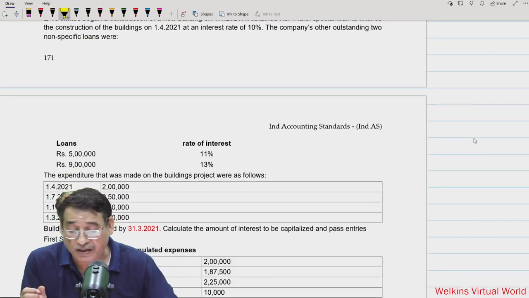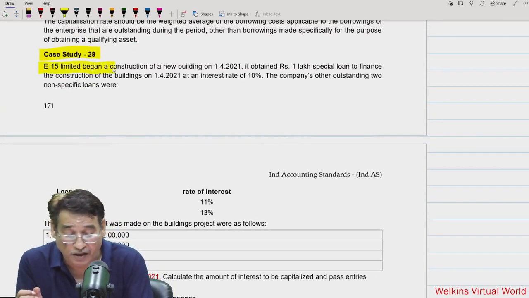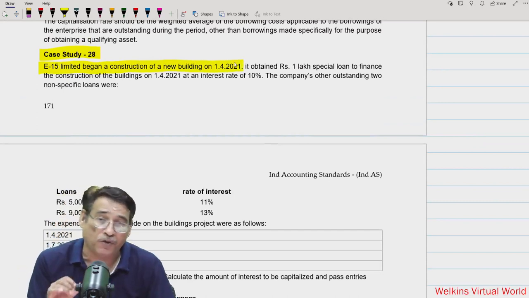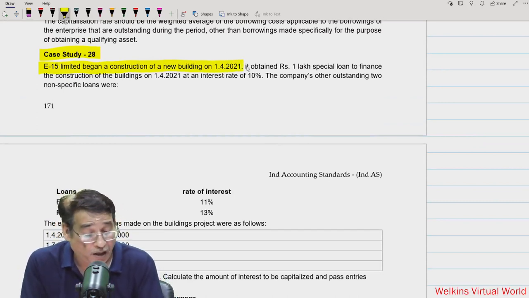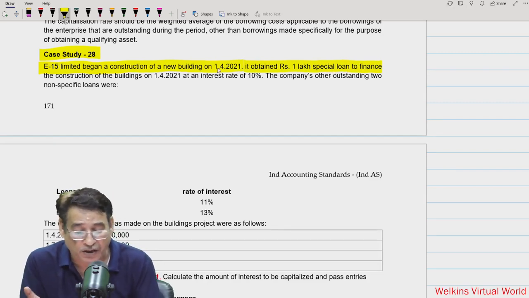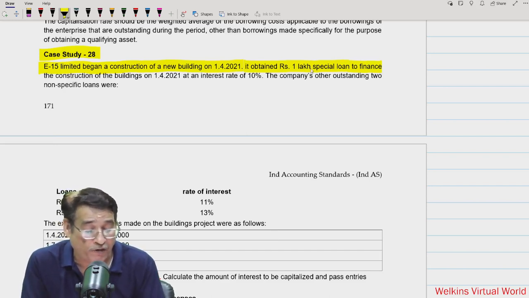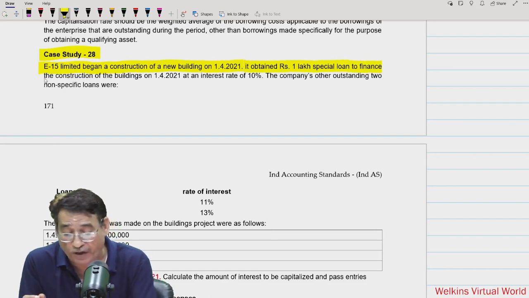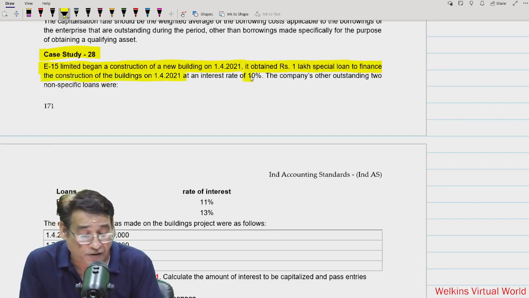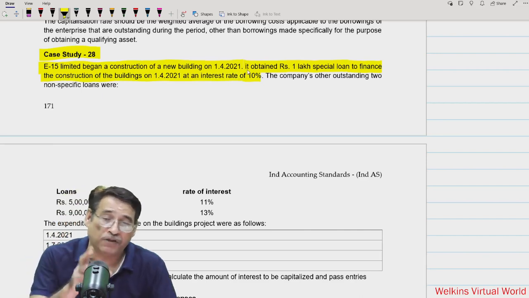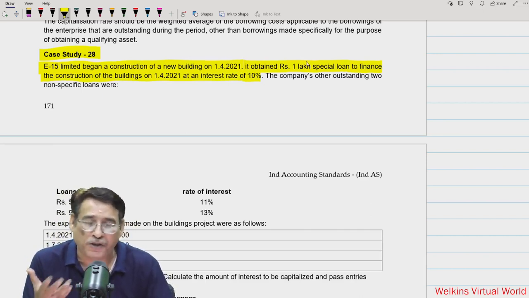Case study 28 says that E15 Limited began construction of a new building on 1/4/2021. It is clearly mentioned that it obtained a loan of 1 lakh, which is a special loan. A special loan means a specific loan. So the 1 lakh loan was specifically taken to finance this project, the construction of the building, at an interest rate of 10%. This is a special or specific loan.